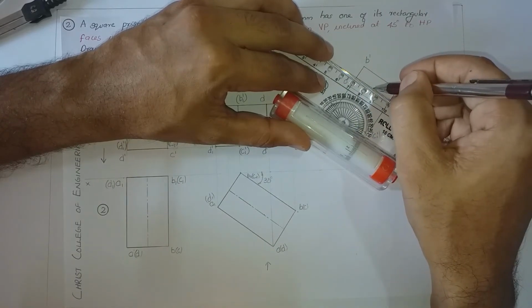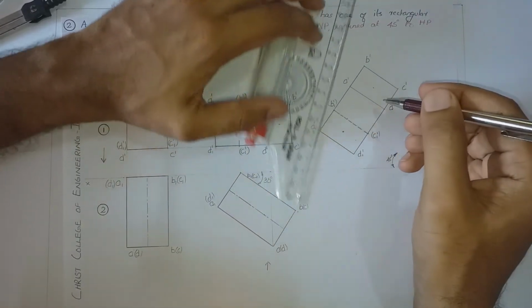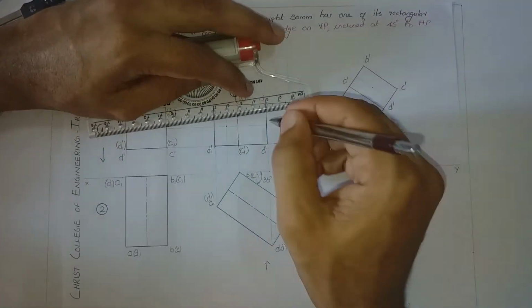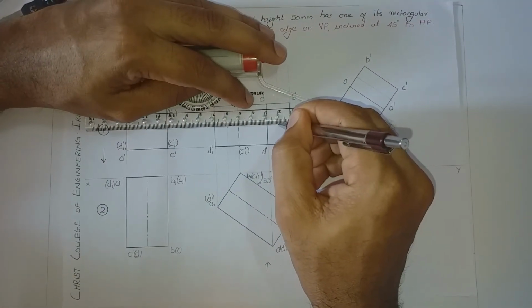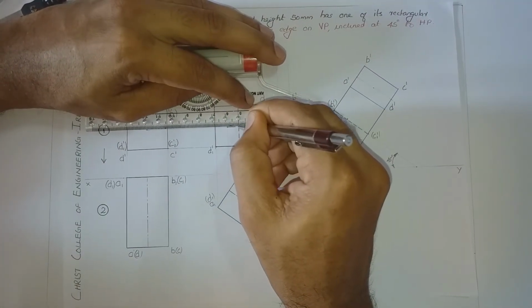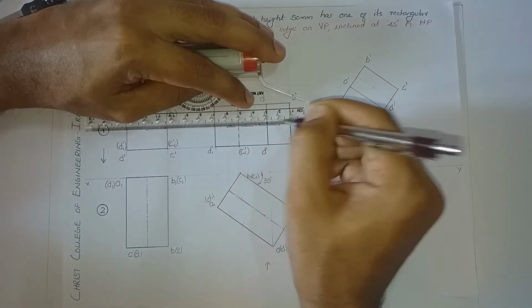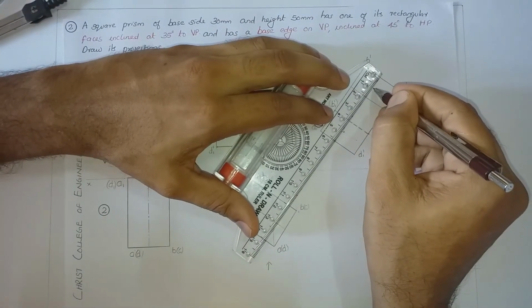Totally it is 30, let us mark the midpoint as 15. So this is actually the axis in the front view. You have to draw it as a chain line. Here also that chain line is to be drawn.